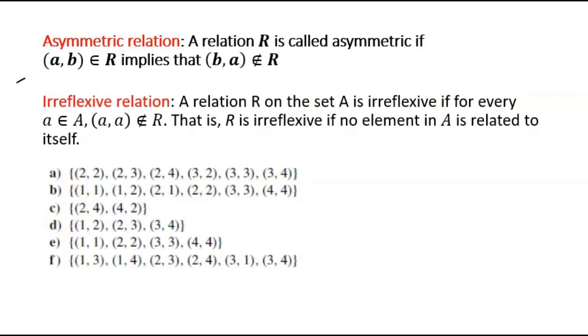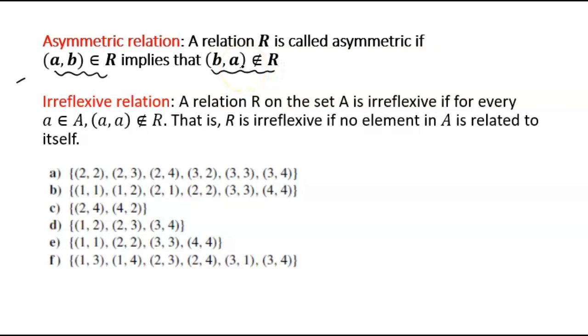So the first thing that we are going to talk about here is asymmetric relation and irreflexive relation. If you remember, in the previous video I talked about four kinds of relation: reflexive, symmetric, antisymmetric and transitive relation. In continuation to that, we are going to talk about asymmetric relation and irreflexive relation. First of all, look at the definition. A relation R is called asymmetric if (a, b) in R implies (b, a) is not in R.